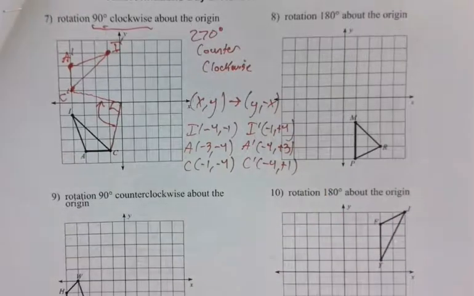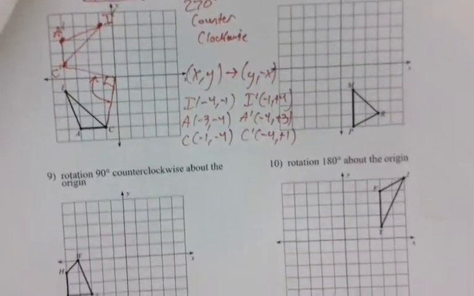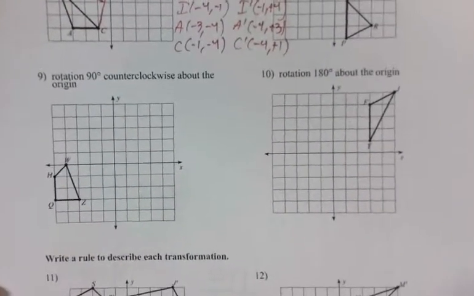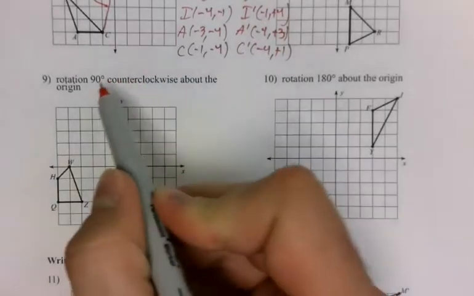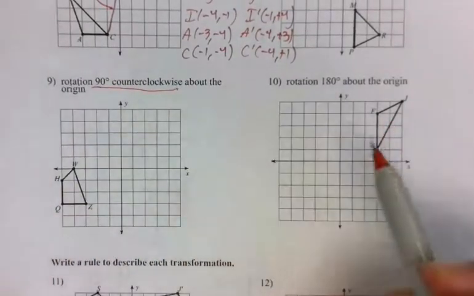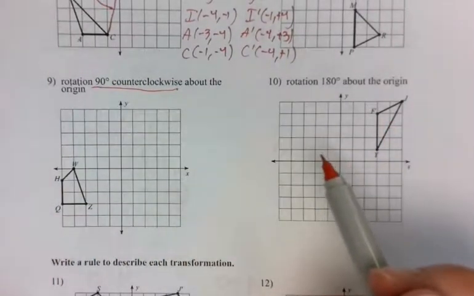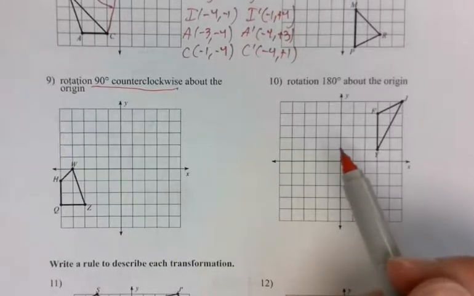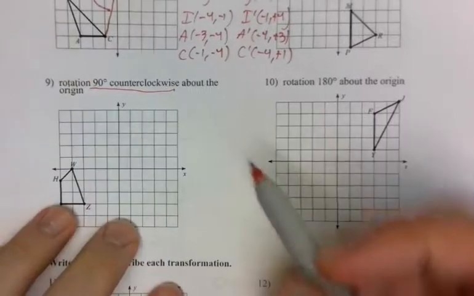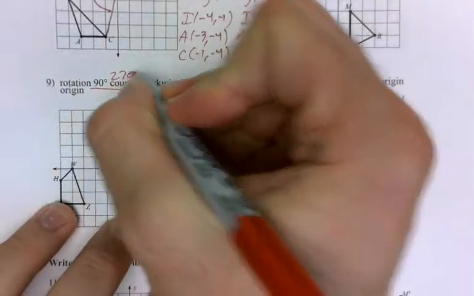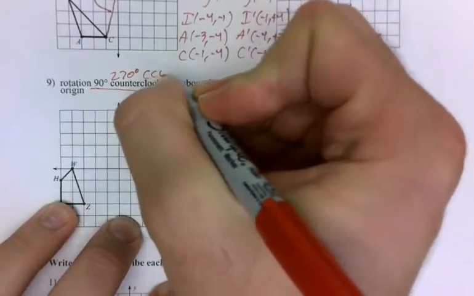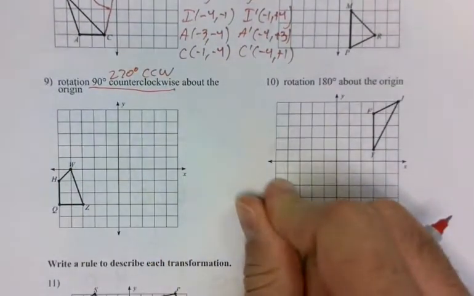Now I'm going to go to number 9. So with a 90 degree counterclockwise, which is actually the same as a 270 clockwise, so again, that's something to make sure you remember. So that's the same thing as a 270 degree counterclockwise. I put CCW for counterclockwise.